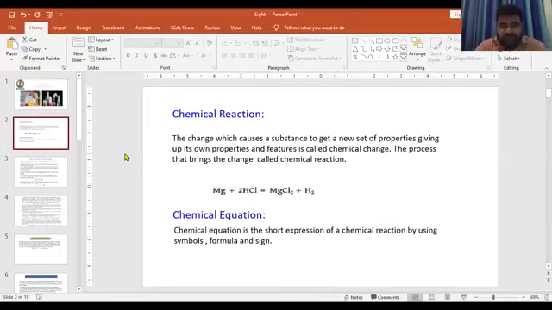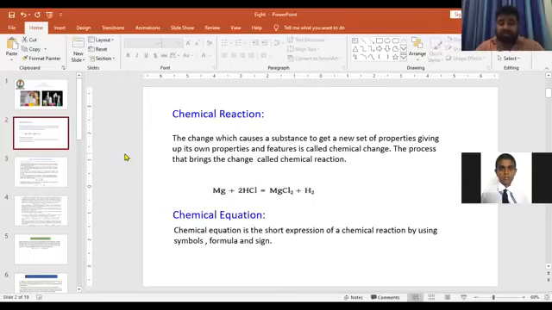First we have to know what is chemical reaction. Chemical reaction is a process. The process which causes a substance to get a new set of properties, giving up its own properties, is called a chemical change. The process that brings the change is called chemical reaction. That is, chemical reaction is a process when one or more than one substance react together, combine together and form a new compound, or when a compound breaks down and forms more than one new compound. This is the process.